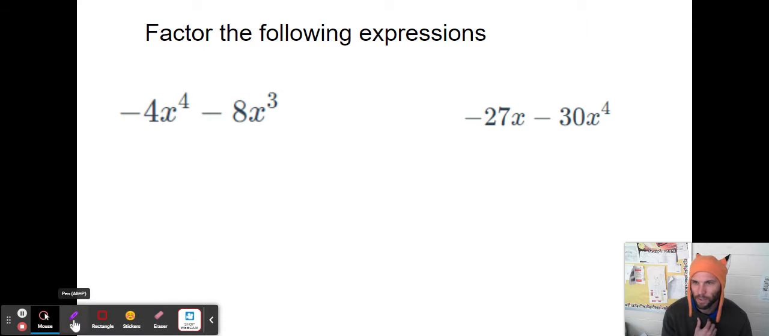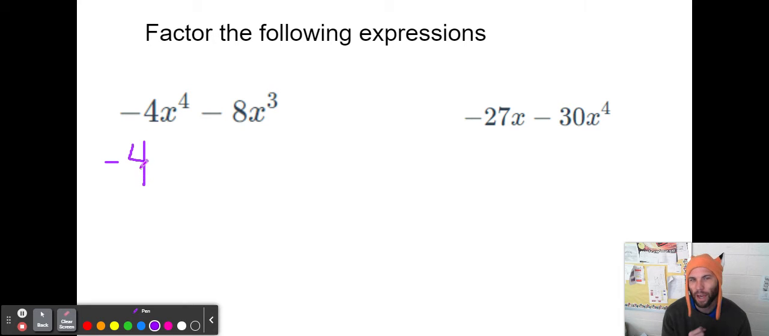And then here's a little bit more complicated one. This is from level 2 of Delta Math. Negative 4x to the fourth and negative 8x. They both have negative 4 in common. If you have a negative in front, you want to factor that out because it's going to be easier for you to handle these factors if you get the negatives out. So anytime the first one is negative, take out a negative 1 as a GCF, okay? All right, so I have x to the fourth and x to the third.